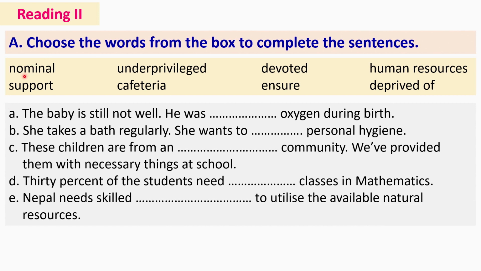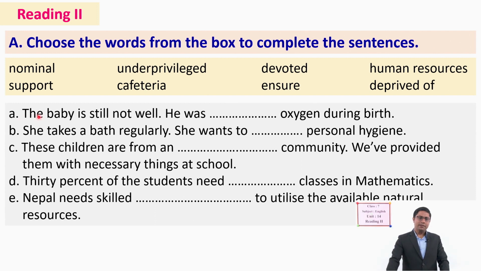Dear students, you have 8 sentences there. Look at your book, you can see 8 sentences there, and you have 8 words. So, you have to choose one word for one sentence. That means one word, one sentence. Are you ready to do that? Okay, dear students, let us do it together. Let us do the first one.